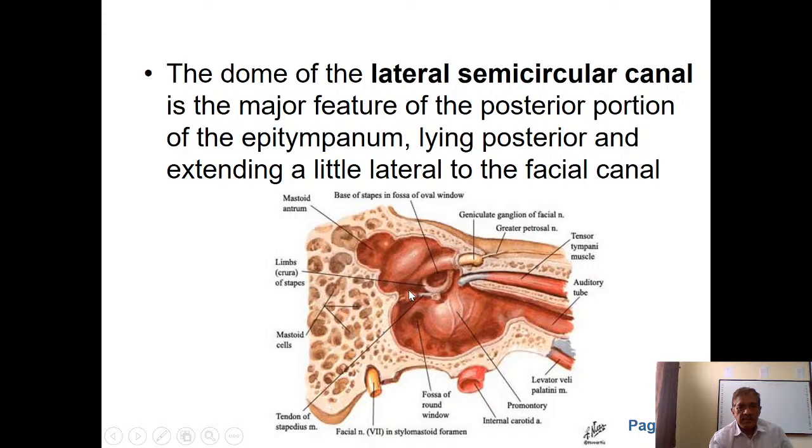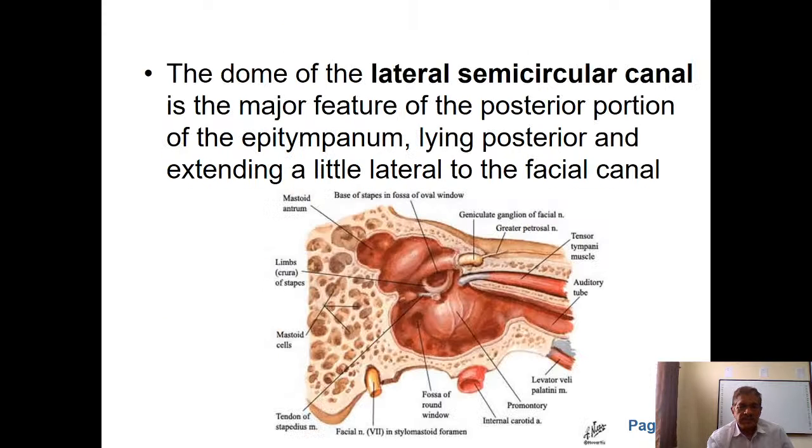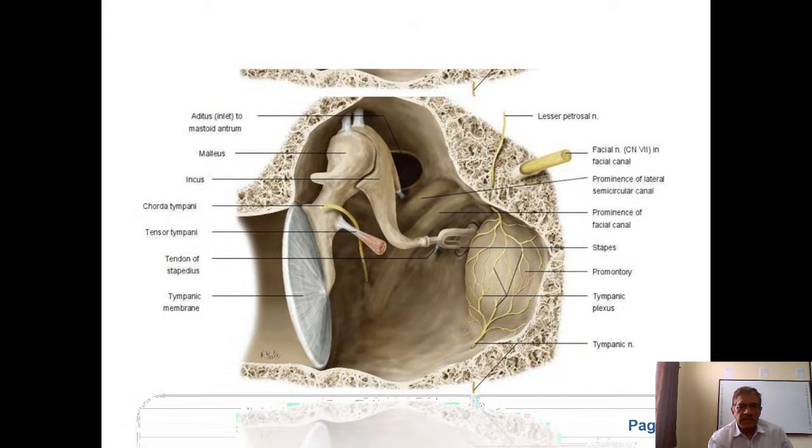So one thing that we have seen is the fossa incudis, and this is the pyramidal process. I'll show you that once again. That is the pyramidal process. Then the fossa incudis I have shown you. This is the incus. The incus has a short process, and that is the tendon, and that is the area where it is attached. That is called the fossa incudis. Okay.